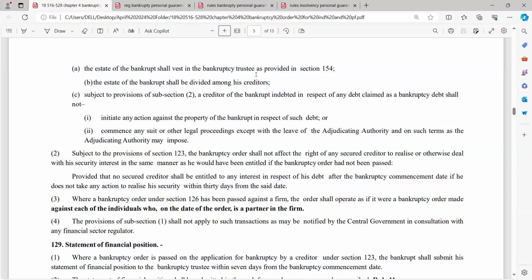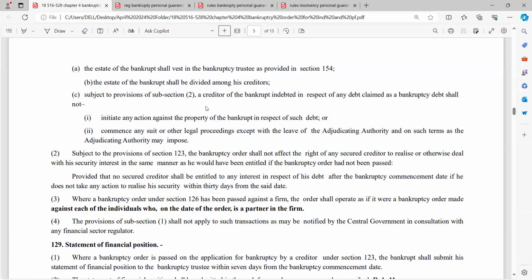The estate of the bankrupt shall be divided amongst his creditors, subject to provisions of subsection 2. A creditor of the bankrupt indebted in respect of any debt claimed as a bankruptcy debt shall not initiate any action against the property of the bankrupt in respect of such debt, or commence any suit or other legal proceeding except with the leave of the adjudicating authority and on such terms as the adjudicating authority may impose. So now the bankruptcy petition has been admitted.